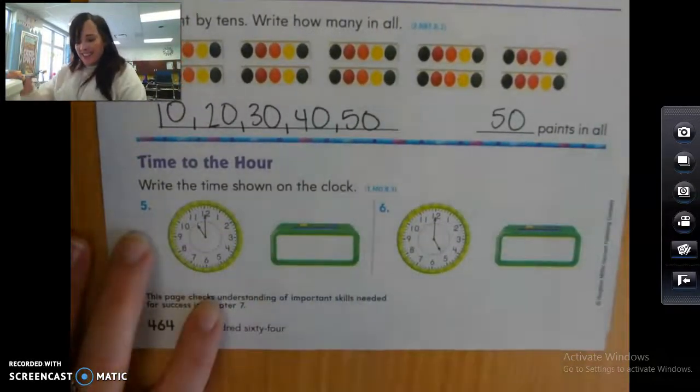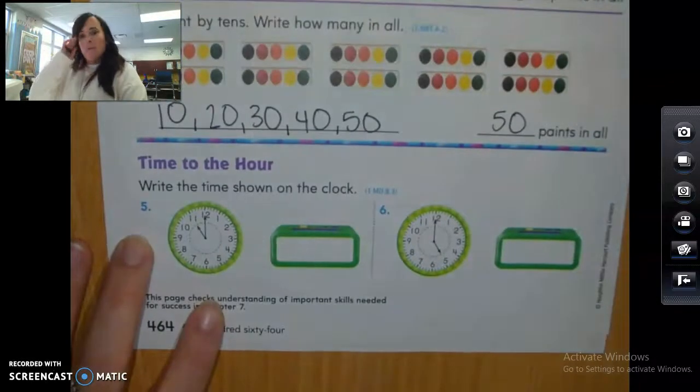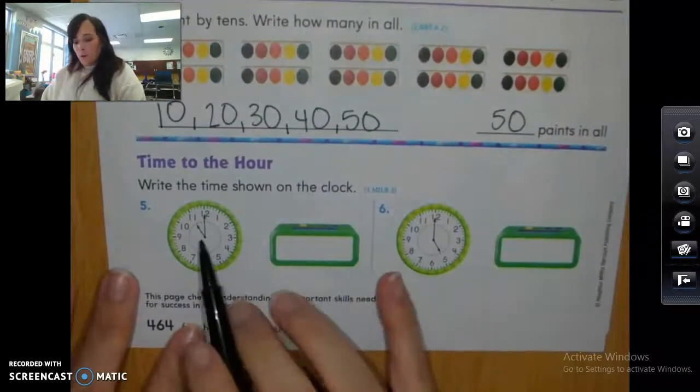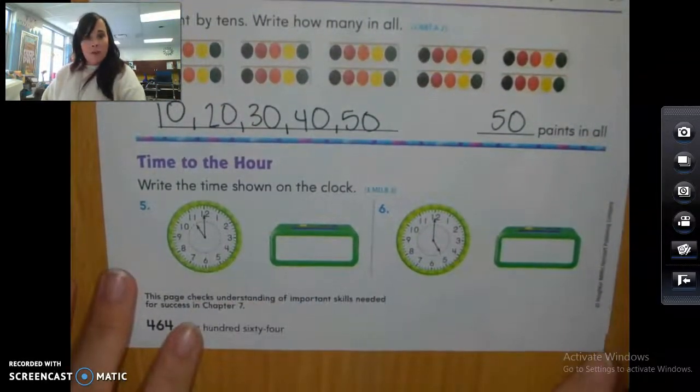Okay, but it says write the time shown on the clock. That's better. All right, so we haven't really talked about time. So maybe you're really good at telling time already. Your parents have taught you. Maybe you learned in first grade. If you did, that's awesome. You're going to be an expert already. If not, I'm going to give you a quick lesson.